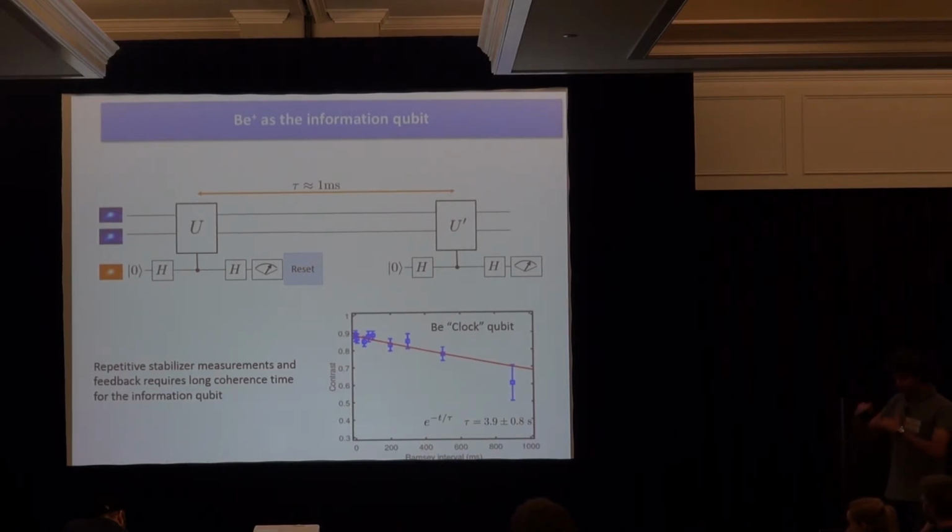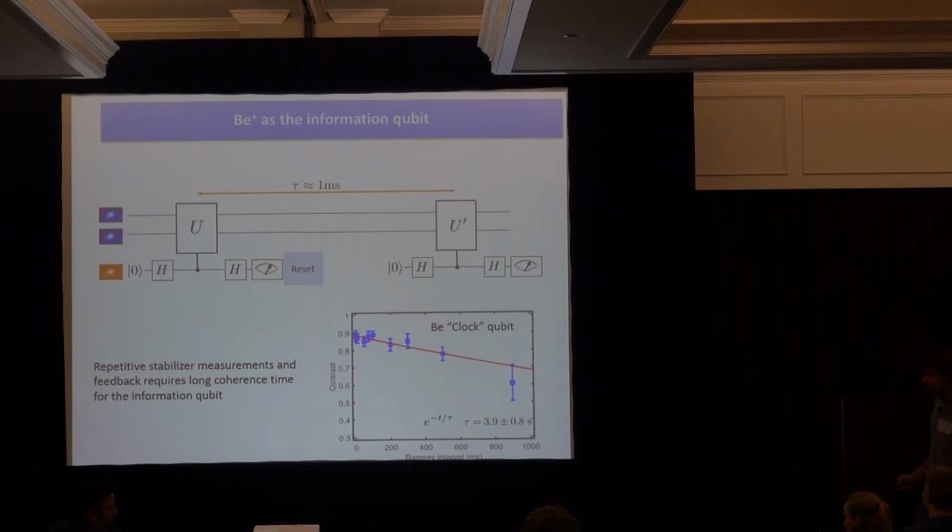So what does clock transition mean? It means that we have these two levels which are first order magnetic field insensitive. So if the magnetic field fluctuates, the two energy levels will move simultaneously by the same amount, so they maintain the energy splitting. That's the idea. At the high magnetic field that we have to use to achieve this clock qubit, calcium has a coherence time of like 1.5 to 2 milliseconds. So you see that if we want to repeat this many, many times, we are forced to use beryllium.